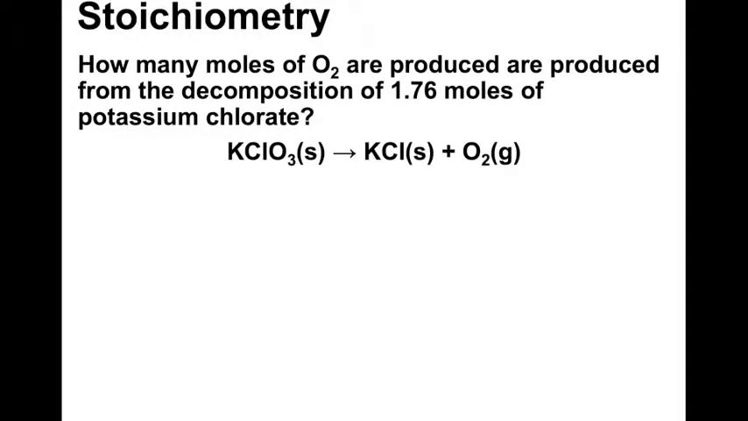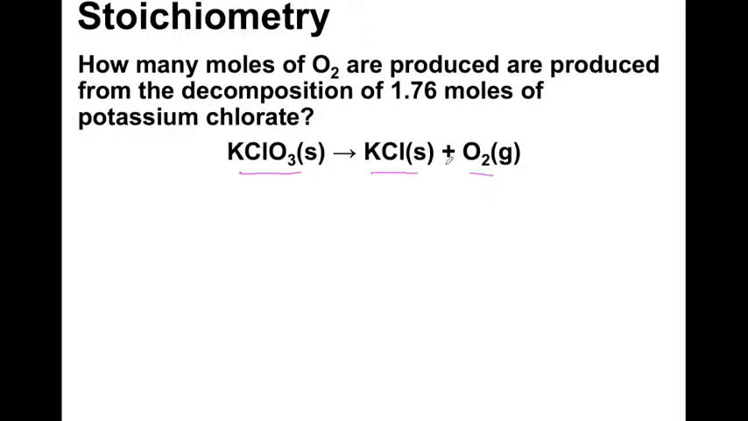For example, we have here: how many moles of oxygen are produced from the decomposition of 1.76 moles of potassium chlorate? Again, the balanced chemical equation is the most important thing. So that's what you first do in stoichiometry. We have here potassium chlorate, and the products are potassium chloride and oxygen. So we need to balance the chemical equation first.